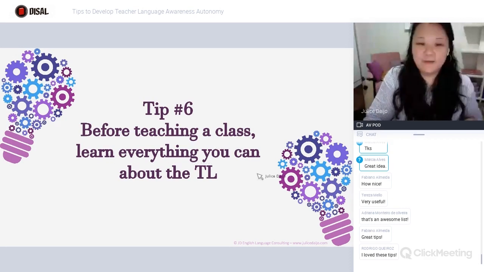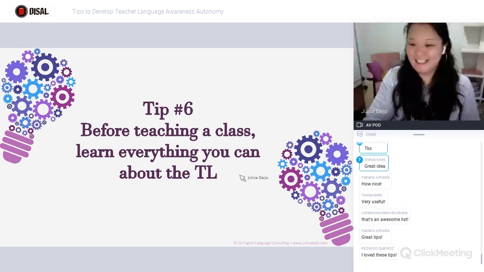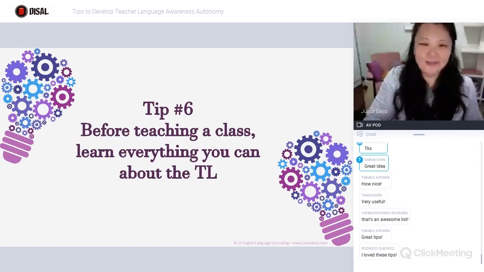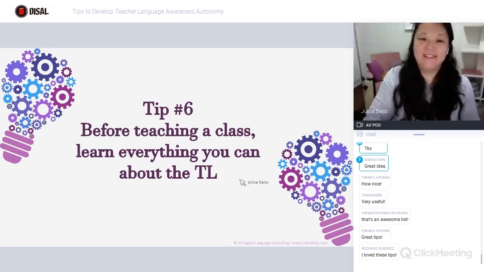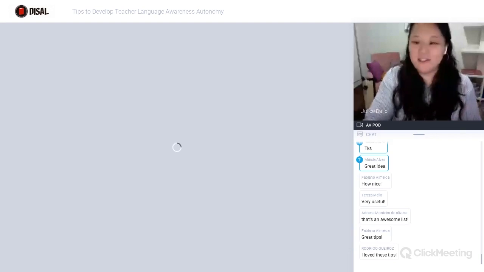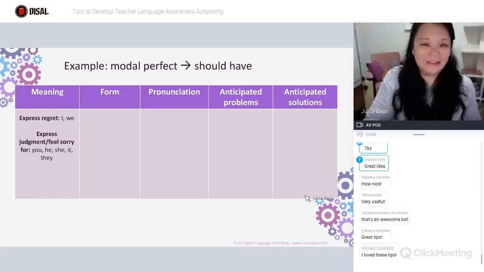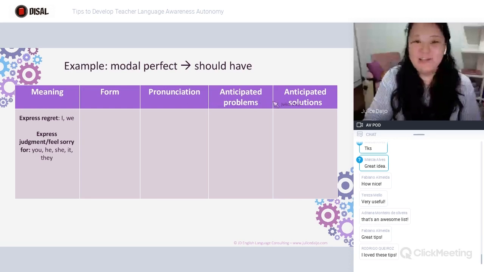The next one, tip number 6. Before teaching a class, learn everything you can about that target language. So if you guys have taken the CELTA, you know what I'm talking about. And if you haven't, I think it's a unique experience. When you take the CELTA, one of the sections of your lesson plan is to do your language analysis, and it looks like something like this. So you analyze meaning, form, pronunciation, and you anticipate problems and solutions.